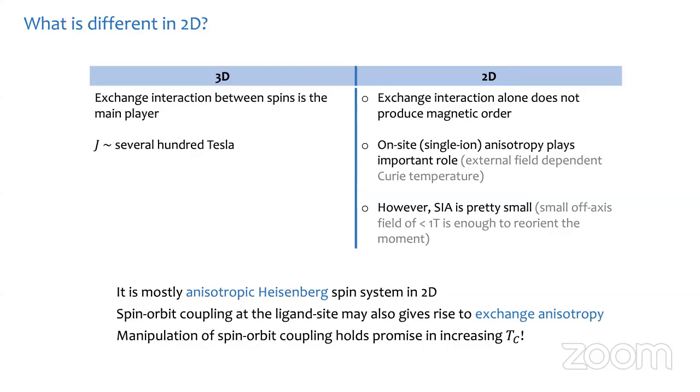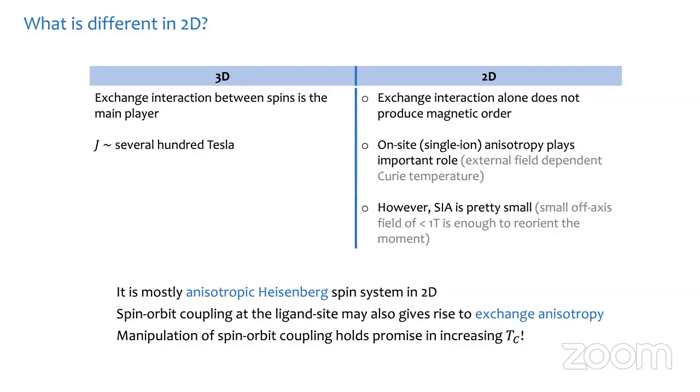It is so small that an off-axis magnetic field less than 1 Tesla will be enough to reorient your magnetic moment. Okay, so all this experimental understanding put together, one would understand that these materials are probably going to be a Heisenberg spin system rather than an Ising one.